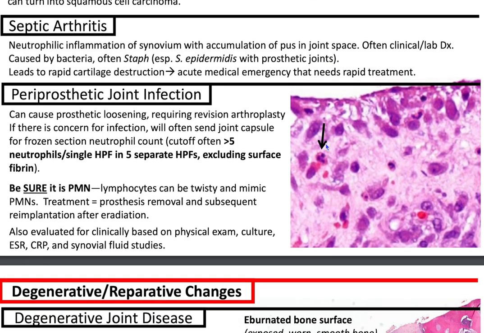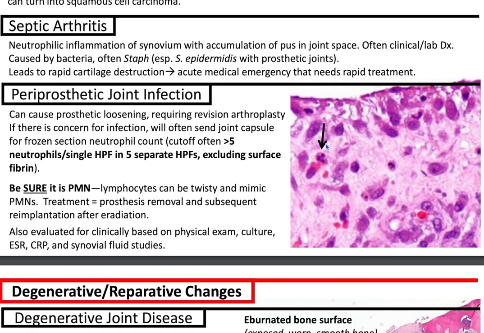Periprosthetic joint infections can be sent as a frozen, especially if they're concerned for infection, because that can cause prosthetic loosening and require revision. If they do send a frozen of the joint capsule, your threshold for calling it is greater than 5 neutrophils per single high power field in 5 separate high power fields, excluding surface fibrin, which oftentimes does have acute neutrophils.